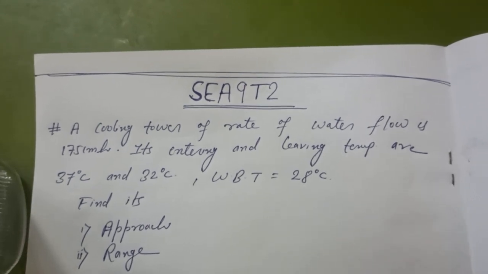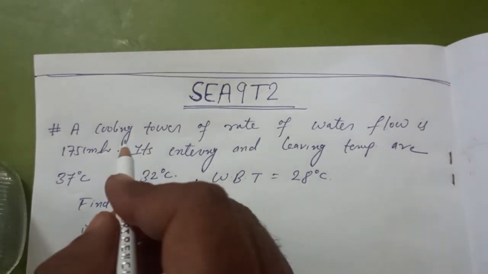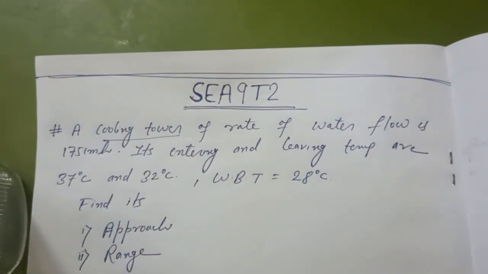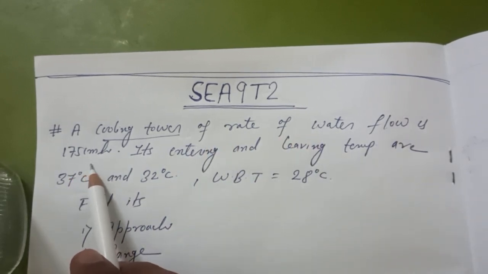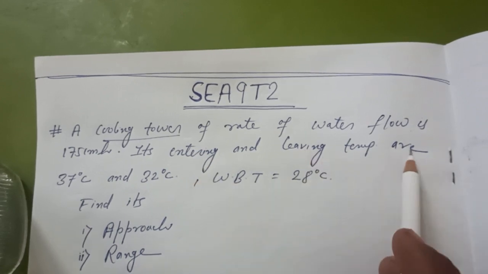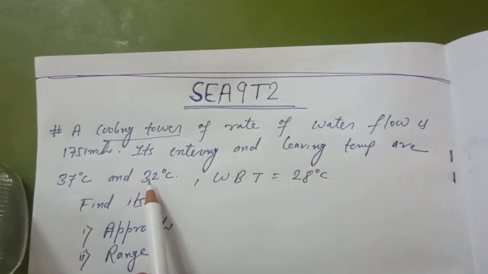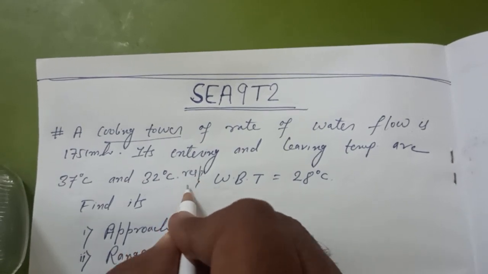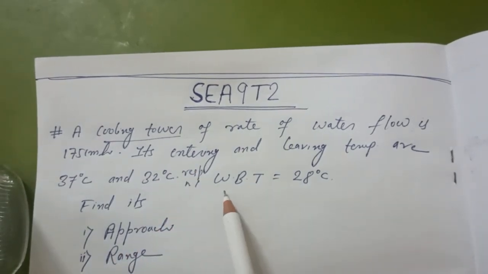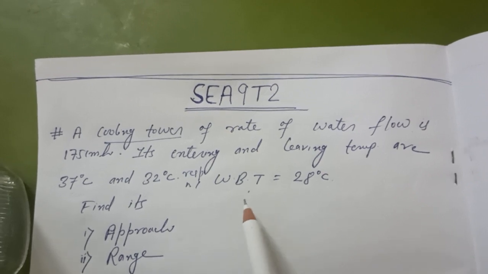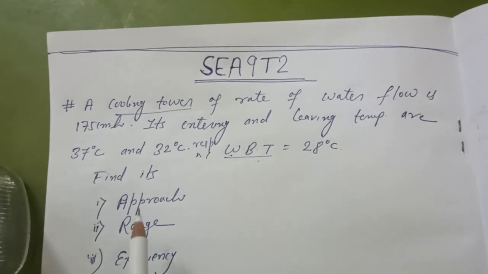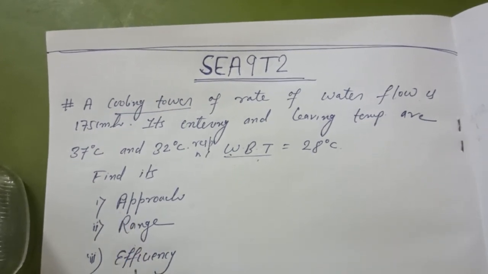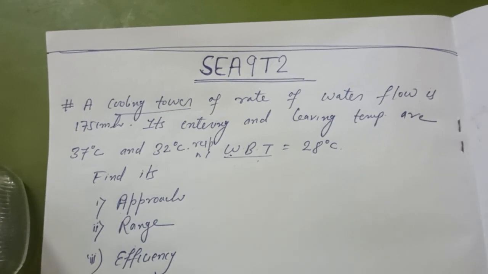Today we are going to discuss a numerical problem related to a cooling tower. The problem is that a cooling tower's rate of water flow is 175 cmh. Its entering and leaving temperatures are 37 degrees Celsius and 32 degrees Celsius respectively. Also the WBT, the wet bulb temperature, is 28 degrees Celsius. We have to find the approach, range and the efficiency of that particular cooling tower.